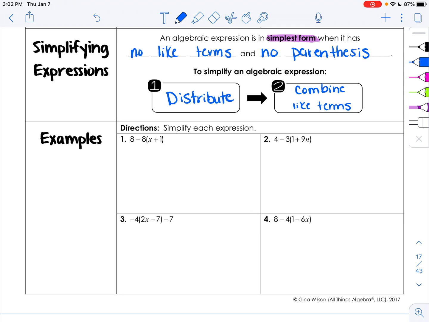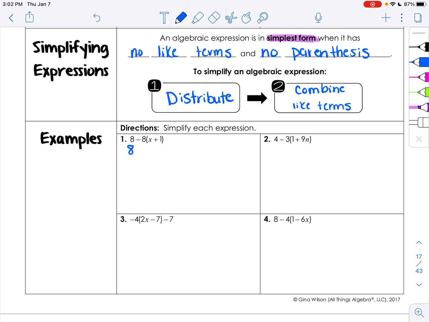Number 1. I can see in the expression from number 1 that I do need to distribute because I have parentheses. Remember, we distribute the number directly in front of the parentheses. So I'm going to be distributing this negative 8. Now when I distribute, it doesn't have anything to do with this first 8. So I'm just going to bring that 8 down.